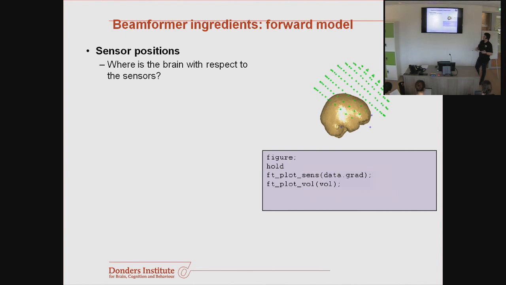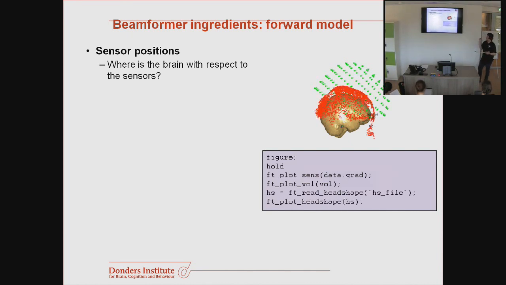Then you could use ft_plot_vol to plot the actual volume that represents your head model. But if you are not that far yet, and you have some access to head shape points, which are typically obtained on a regular basis in 4D and Electa machines, but not so often in CTF, you could read that file and plot the actual head shape, which are the red points here. So those three functions will allow you to look at the correspondence of sensors and head position.